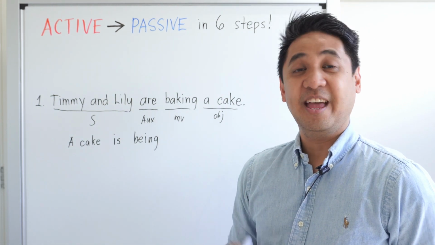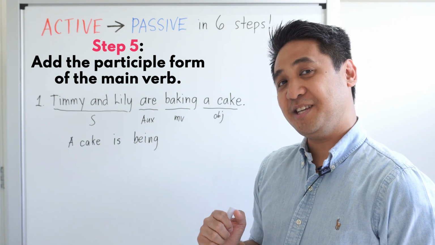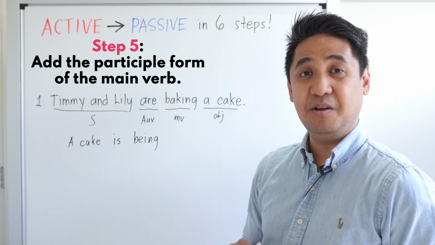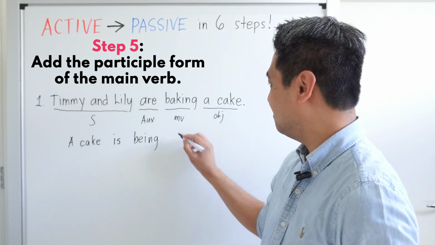Step 5. Add the participle form of the main verb. In our sentence, baking is our main verb, so the participle form of baking is baked.